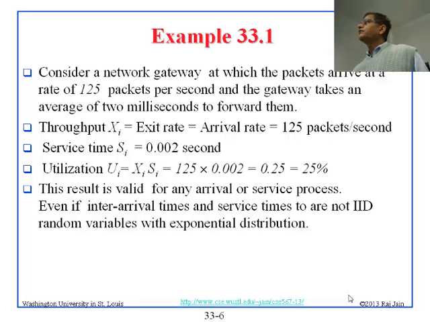X is equal to the 125? Yeah, because basically that's what it says, that packets arrive at the rate of 125 packets per second, and the gateway forwards them. It doesn't say that 125 packets leave per second, but basically, yeah. We are assuming that nothing dies inside. So whatever comes in goes out.